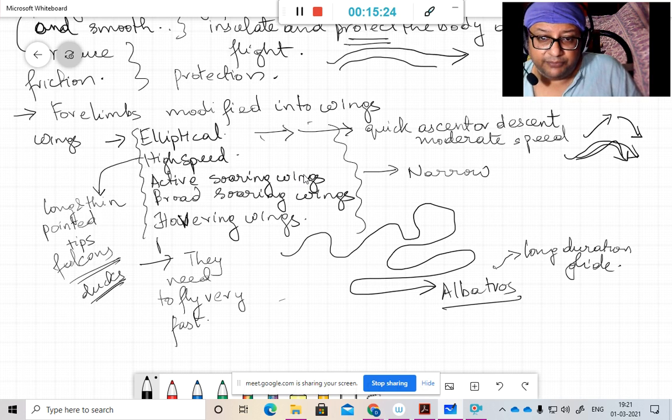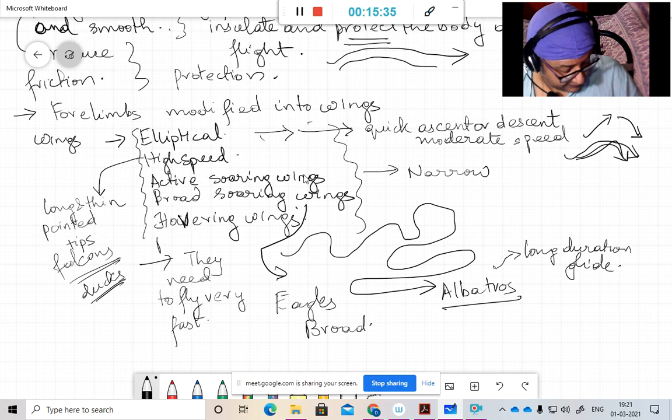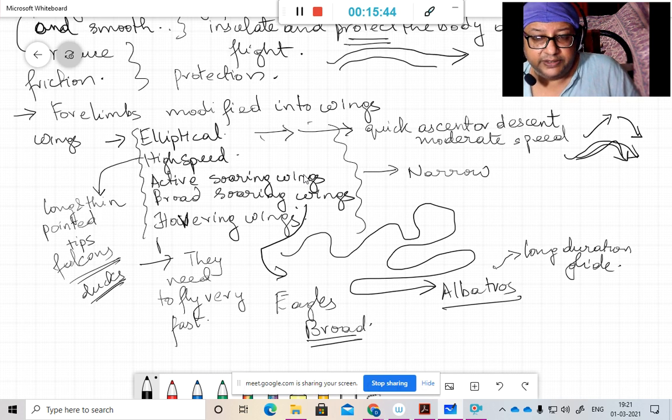Then you have the wings of eagles. They are broad. So these broad wings for eagles, for they have to glide for a long time to catch their prey.